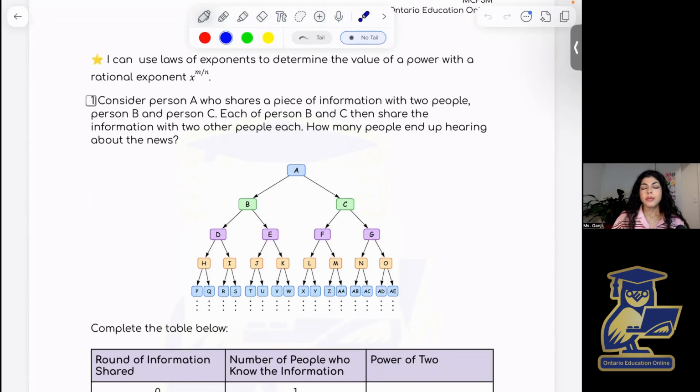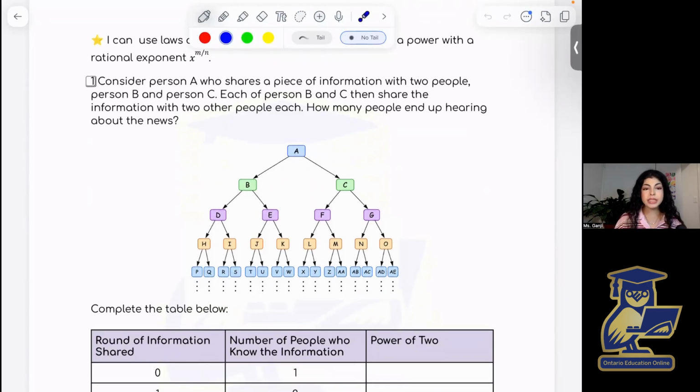So to begin, we're going to consider an example. Let's say a person A has a piece of information and they want to share it with other people. For example, this could be information that needs to be shared within a company or a group of friends, or for example, you can think of this as how gossip spreads.